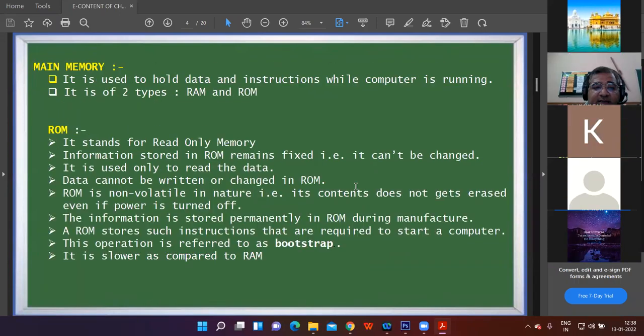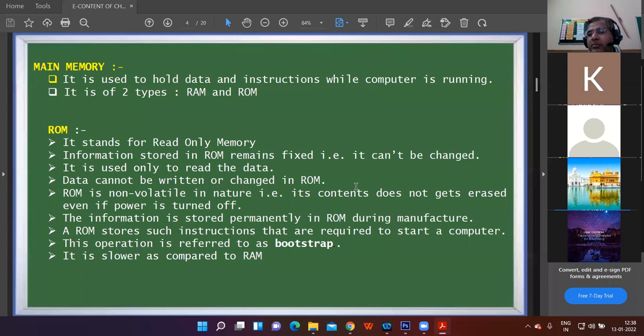So let us discuss the features of ROM. Beta, ROM stands for read-only memory. The information which is stored in the ROM is fixed. It can't be changed. Using ROM, you can only read the data. You cannot write in the ROM. Clear?